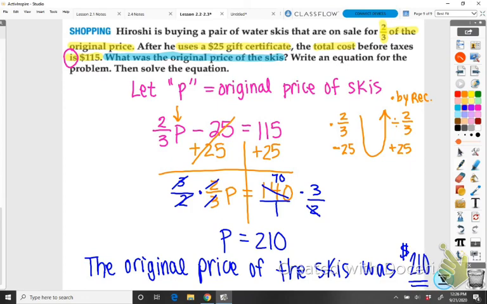And again, you can double check that. Put the 210 back in for P, 2/3 of 210, subtract your 25, and you should get 115 as your answer.